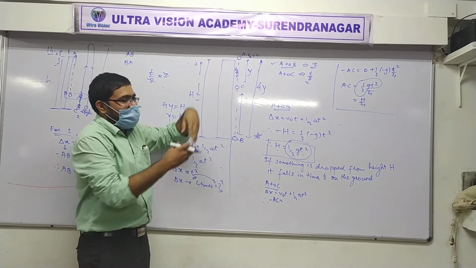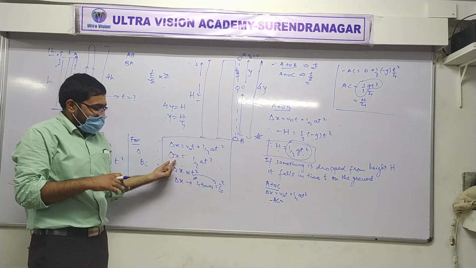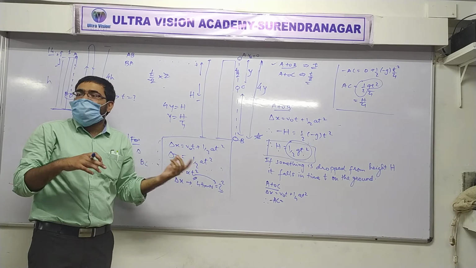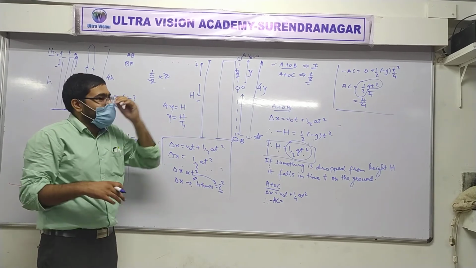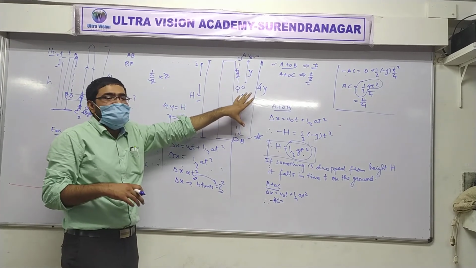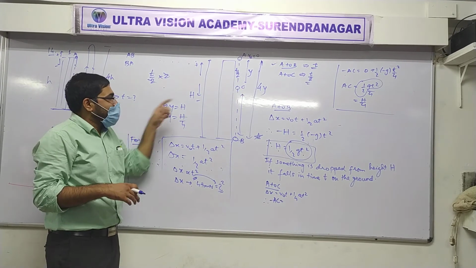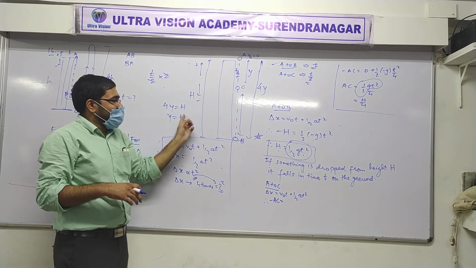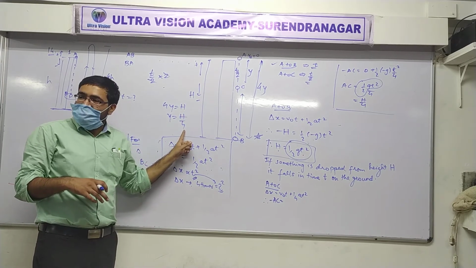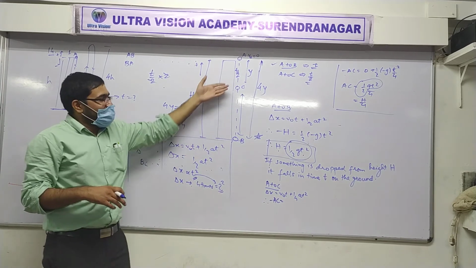So simple. T by 2 t, double time. Double time means, by this equation, displacement becomes 4 times. So if that was y, then this would be 4y. Is that okay or not okay? So that means how much is this AC? That is h by 4. Clear?